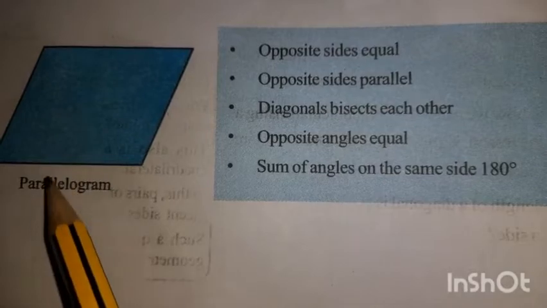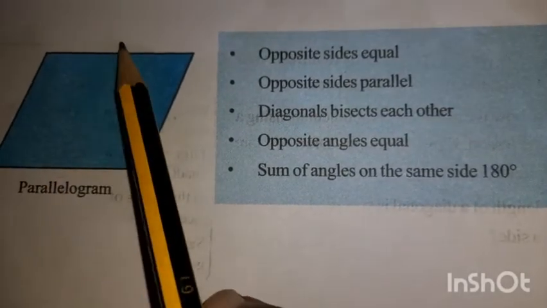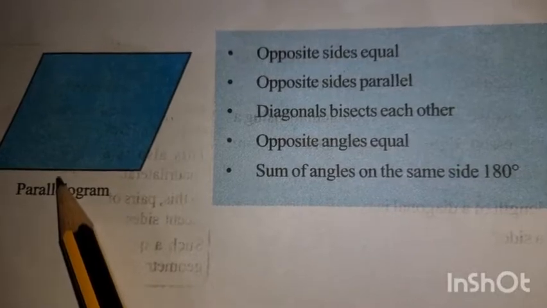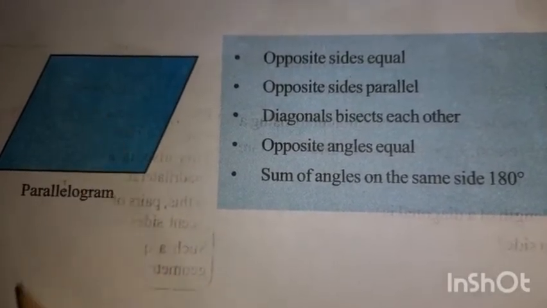And they are parallel also. If this is 5 centimeter, here also 5. So opposite sides are equal and parallel. Then diagonals bisect each other. If you draw the diagonal, they will bisect each other.